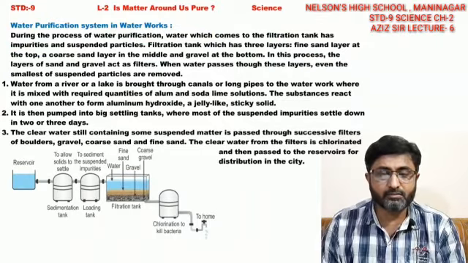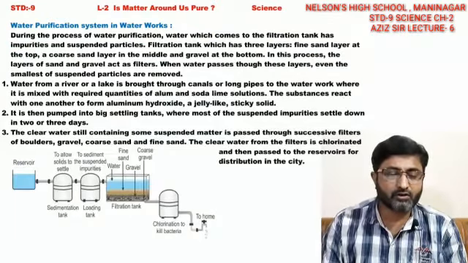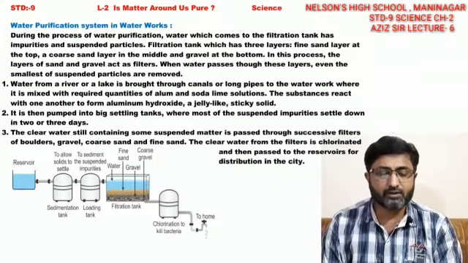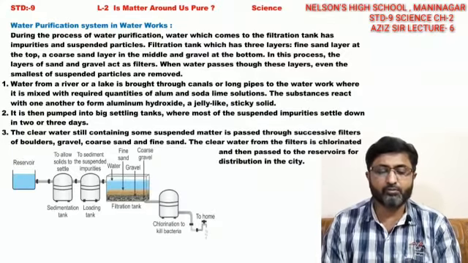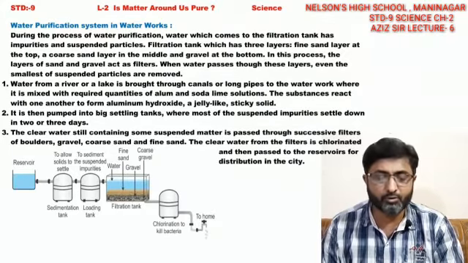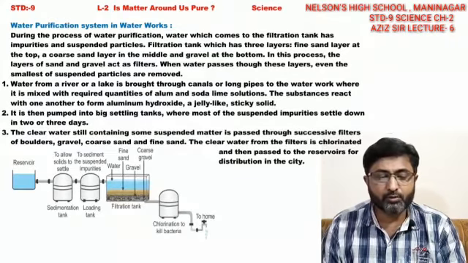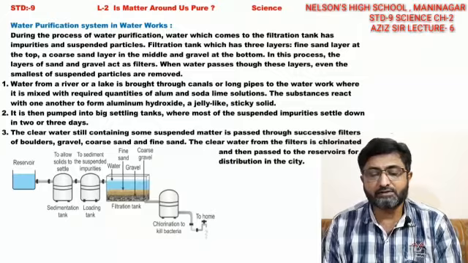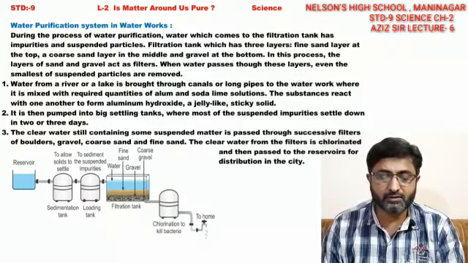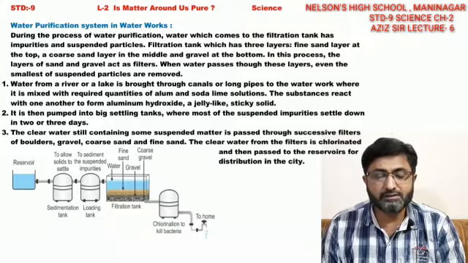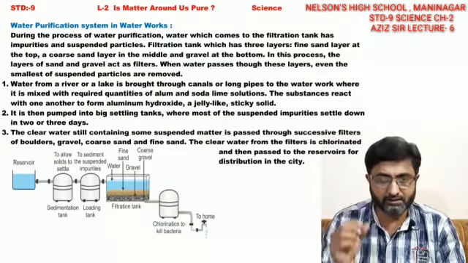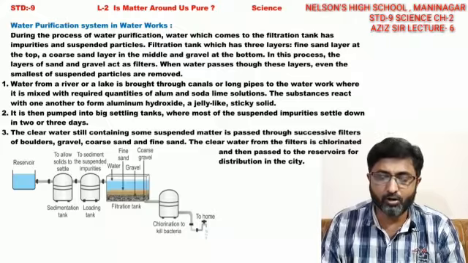The next portion is purification of water. Now, in the purification of water, how can we purify it? During the process of purification, water comes to the filtration tank, where impurities are suspended. The filtration tank has three layers: a fine sand layer at the top, coarse sand in the middle layer, and gravel, that is, large stones, at the bottom.